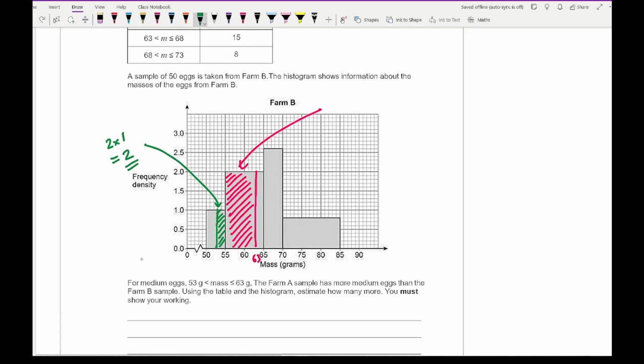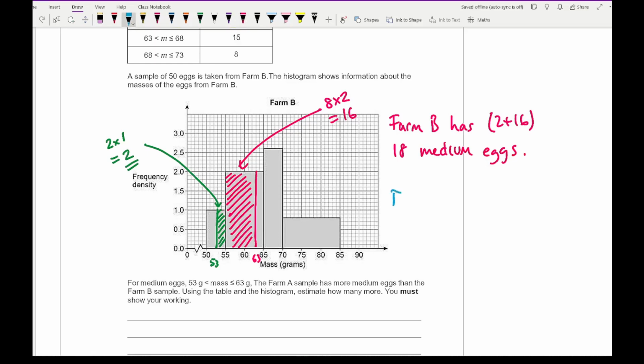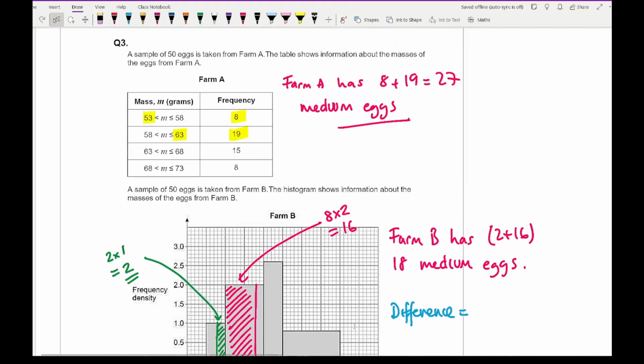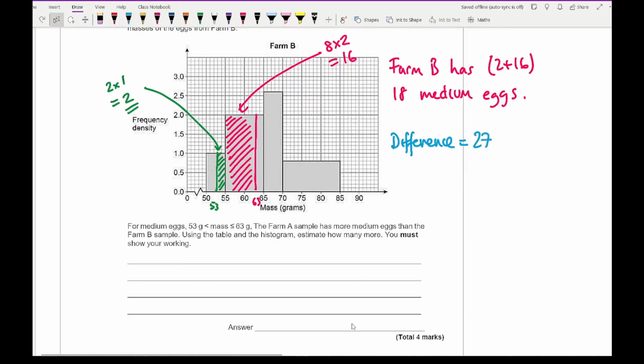And let me just write 53. So 55 to 63 is 8. So it's going to be 8 times the height, which is 2, which equals 16. So farm B has 2 plus 16, which is 18 medium eggs. So then the difference is going to be, if we just go back up, 27 minus 18, which gives us a final answer of 9.